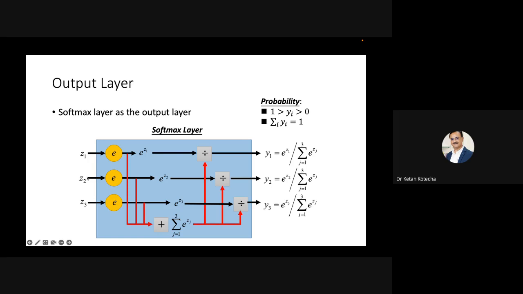Here it may be 0.5. So it means a 5% chance that the same image, which is actually a car, is a bike, right? So this will not always be 100%. We'll give a probability, but of course the highest probability is your class.